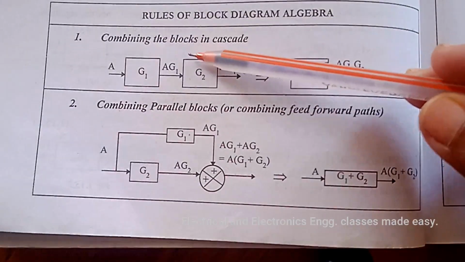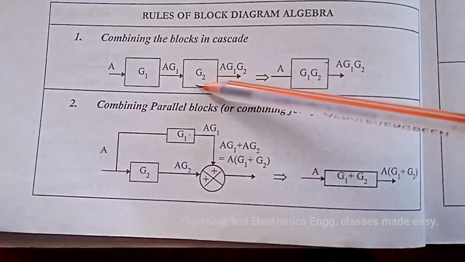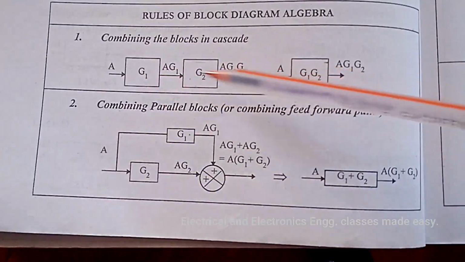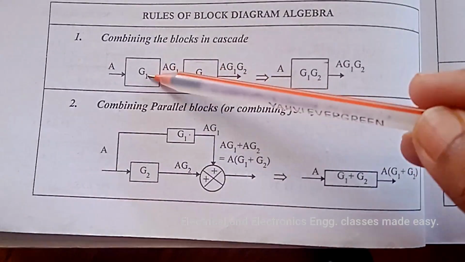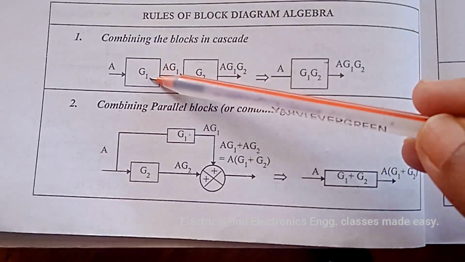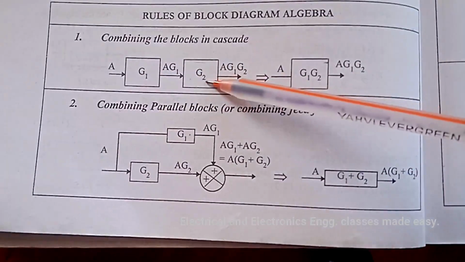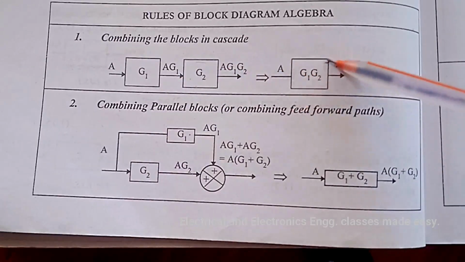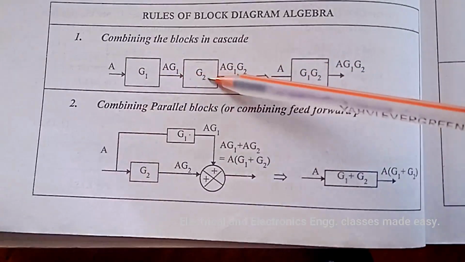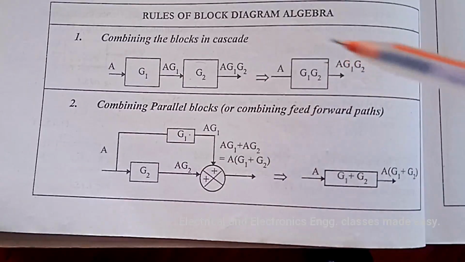First one is combining the blocks in cascade. If there are two or more blocks which are in cascade or in series, then we can combine them. Let the transfer functions of these blocks be G1 and G2. Then we can combine these two blocks like this, that is, the multiplication of these two transfer functions G1 and G2.